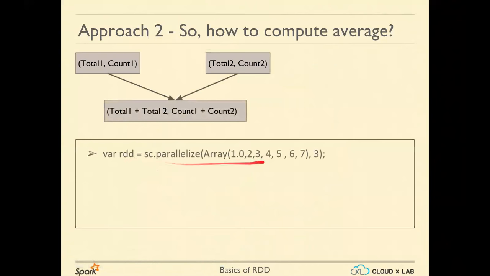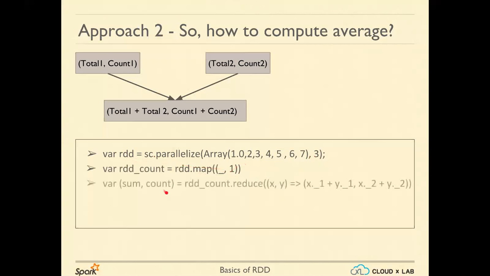So this is what we are doing. Let's say we are parallelizing this in three places, and then we are converting this into a tuple. And then we are defining our sum and count function in such a way that it takes two tuples, tuple 1 and tuple 2. X is tuple 1, Y is tuple 2. So we are summing up the first element of both the tuples and the second element of both the tuples and returning a new tuple. All right. So we are summing up totals and we are summing up the counts.